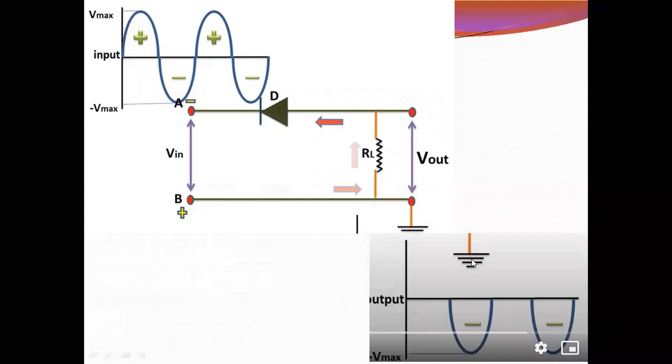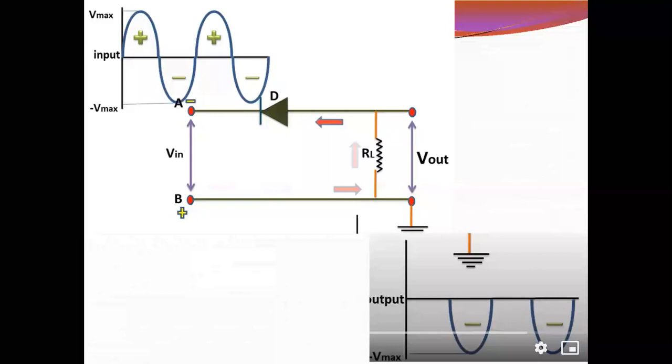Whatever waveform I am removing from the input, here from the input I am not getting the positive waveform. So that's why the circuit is called a series positive clipper. I hope you got my point. Series positive clipper.